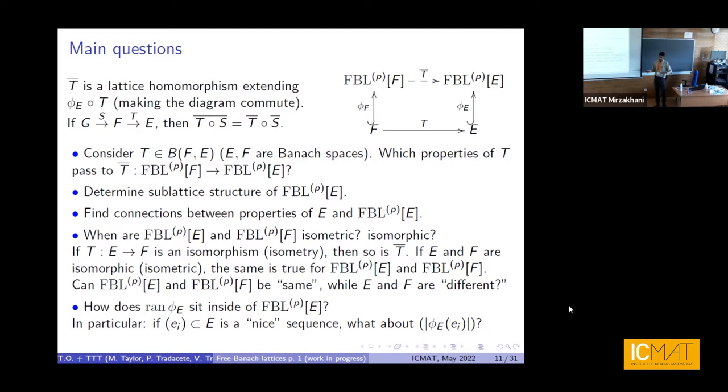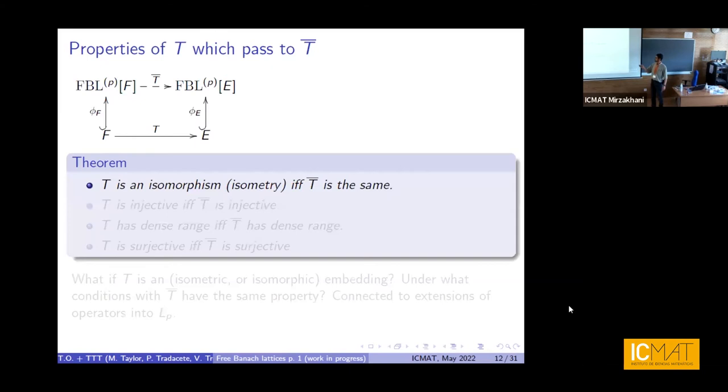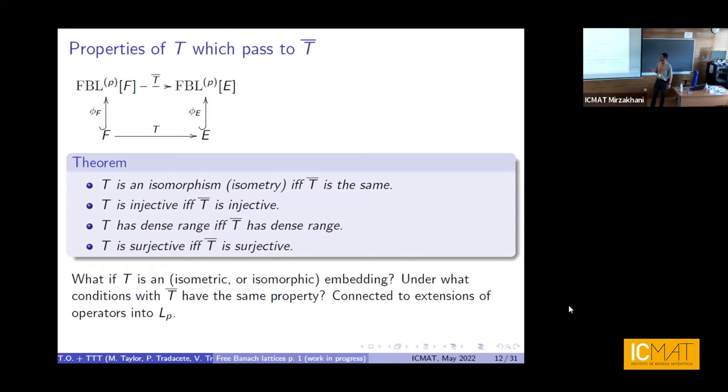Let me start with the first question about the behavior of T versus T bar. What kind of properties of T pass to T bar? If T is an isomorphism, then the same is true for T bar. Also if T is an isometry, the same is true for T bar. Injectivity also passes back and forth: T is injective if and only if T bar is injective. Dense range, the same: T has dense range if and only if T bar has dense range. Surjectivity: T is surjective if and only if T bar is surjective. Well, what is conspicuously missing from this list?